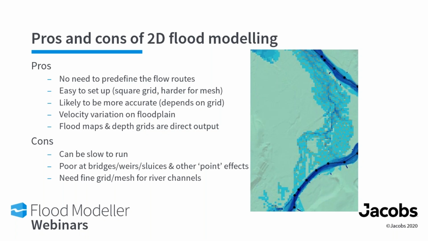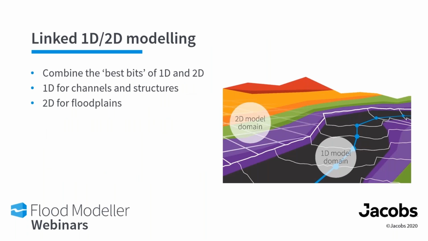They can be poor at representing some of the point features and channels if the channels are narrow, because you need to have a very fine mesh within the channels, which would then mess up the mesh everywhere else. So they're less good at the point features in the river flow in some cases, and that's why linking together 1D and 2D modeling is generally the best way to do things in many cases. So what it's using is the best bits of the 1D and 2D.